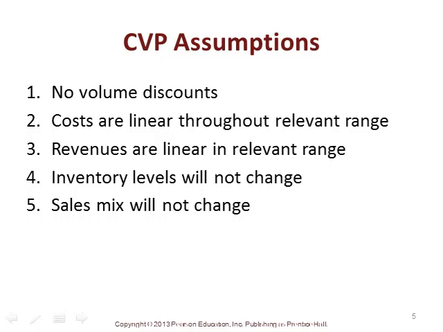So revenues are linear in relevant range. There again, we get back to the sales price, which would be the same regardless of the number of units sold. We assume that inventory levels will not change. So that assumes that the amount produced will always equal the amount sold. And where we have multiple product lines being sold, we assume that the sales mix will not change. So for instance, if I have 2 product lines and my sales are split 50-50 between the 2 product lines, our analysis assumes that that 50-50 split will continue.